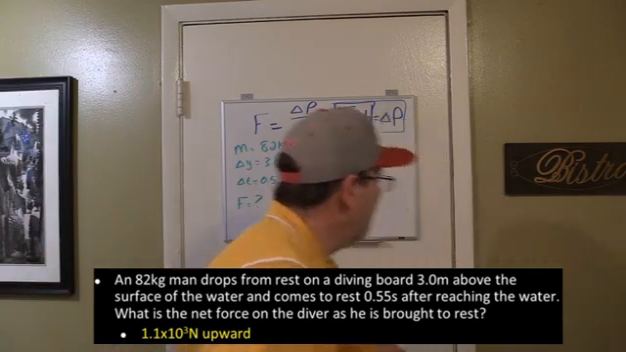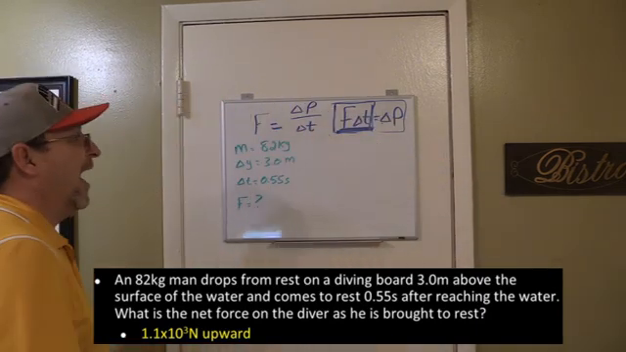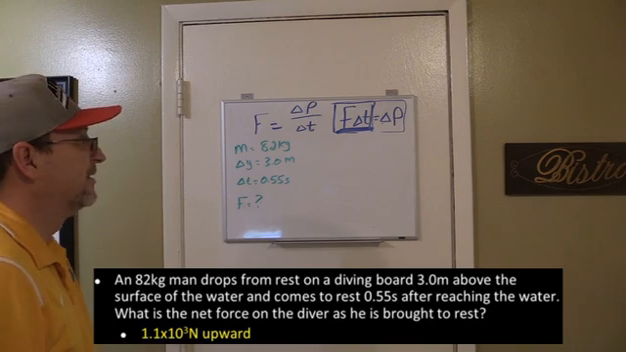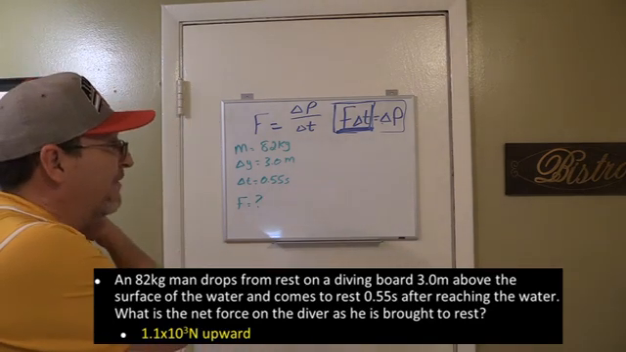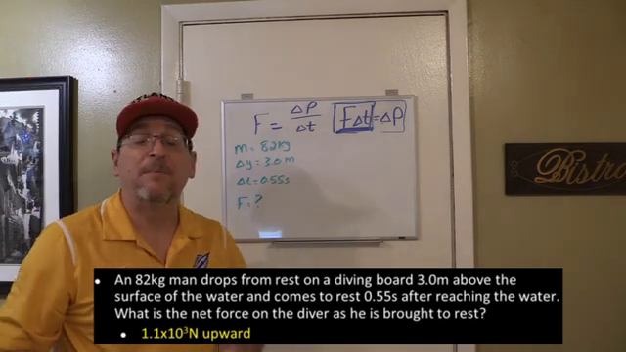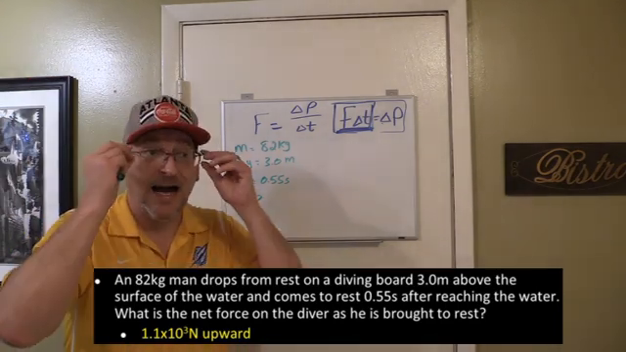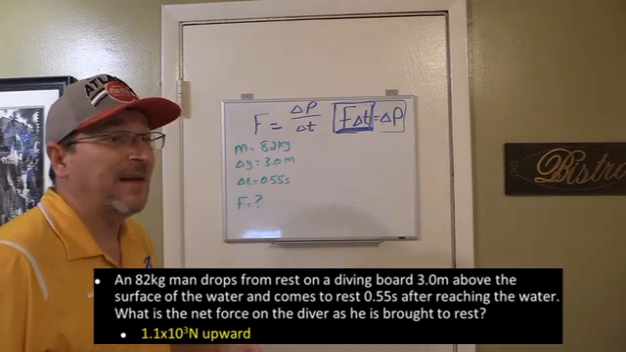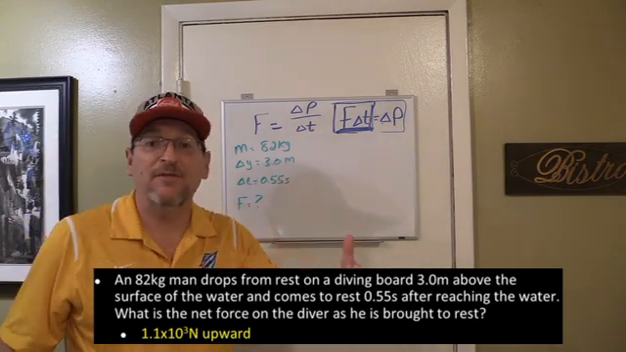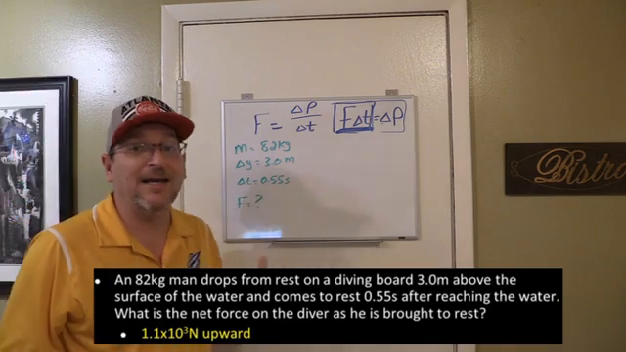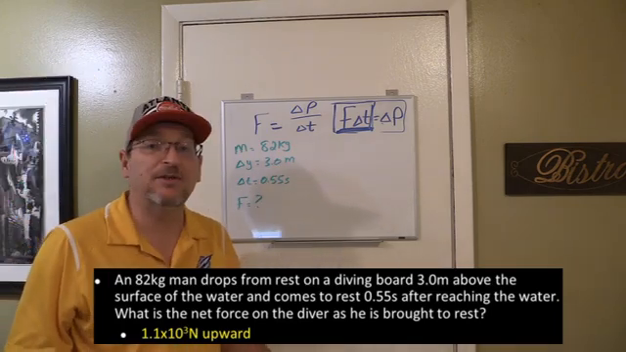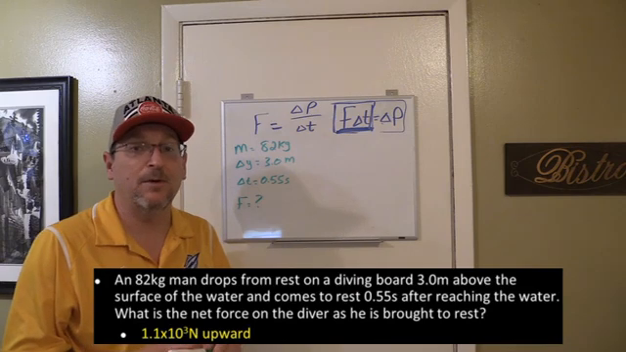Now with this one, I don't have an initial velocity, but do I have a way of finding it? I do. I know that he has jumped off of the diving board and fallen for 3 meters, so I can use my kinematics to find it.